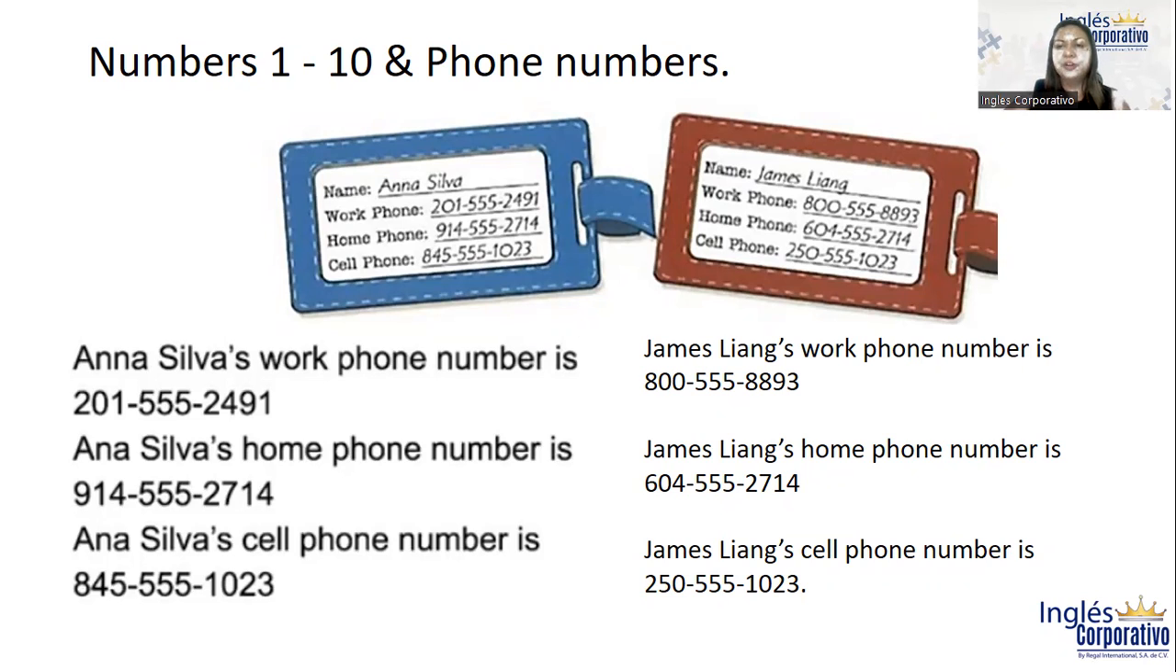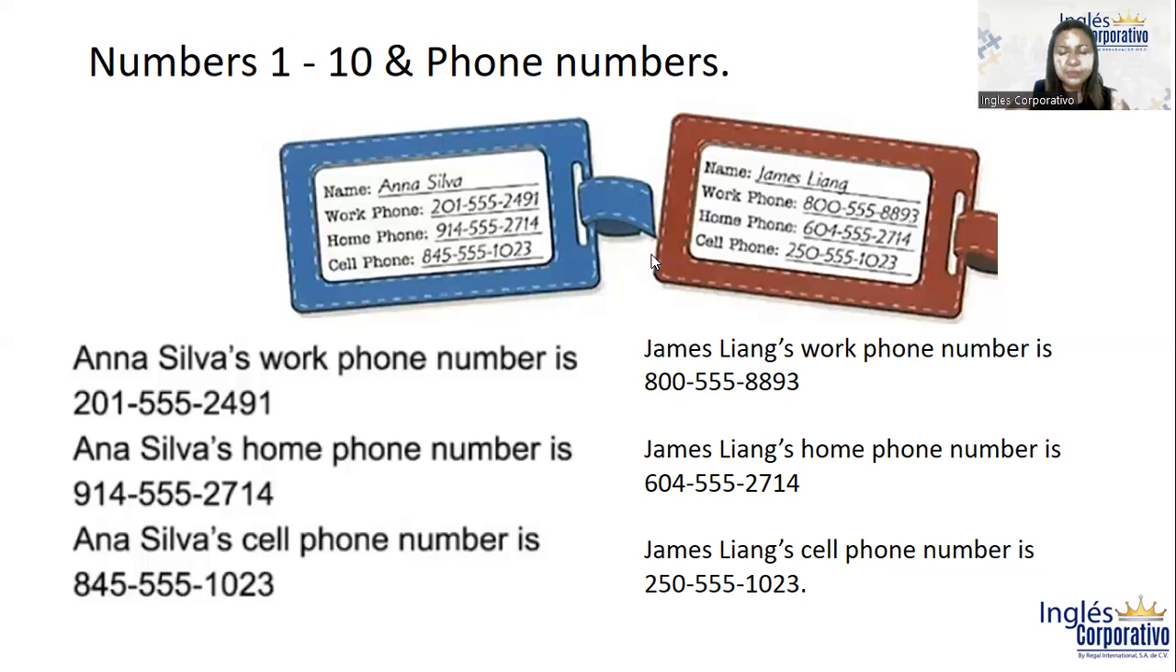Ahora tenemos otro ejemplo aquí. James Lin's work phone number is. A ver, ¿quién levantó la manita para participar? ¿Quién le gustaría leer eso? Would like to read? Edith, please. James Lin's phone number is 604-55-2714. James Lin's cell phone number is 2505-1023. Okay, very nice, Edith. Thank you.